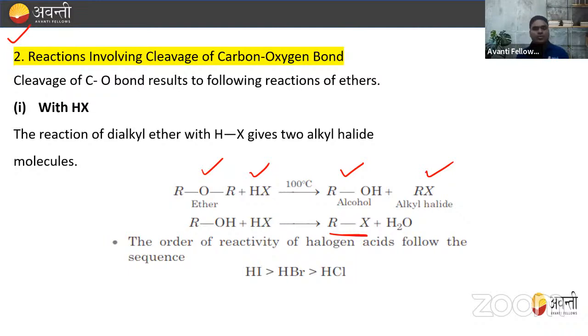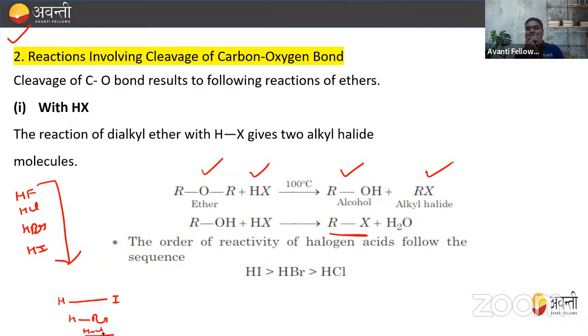Why is this? Because we know that if we are comparing HF, HCl, HBr, and HI, these all are the hydrides of the 17th group. So the reactivity of the hydrides increases down the group. Why? Due to the increase in size. If we consider HI, its size is like this. If I'm considering HBr, its size is like this. If I consider HCl, its size is like this. So as the size of the two atoms increases, the bond becomes weakened.